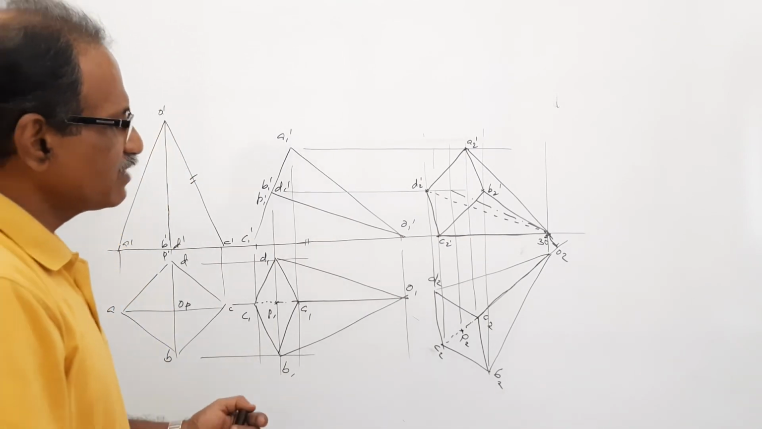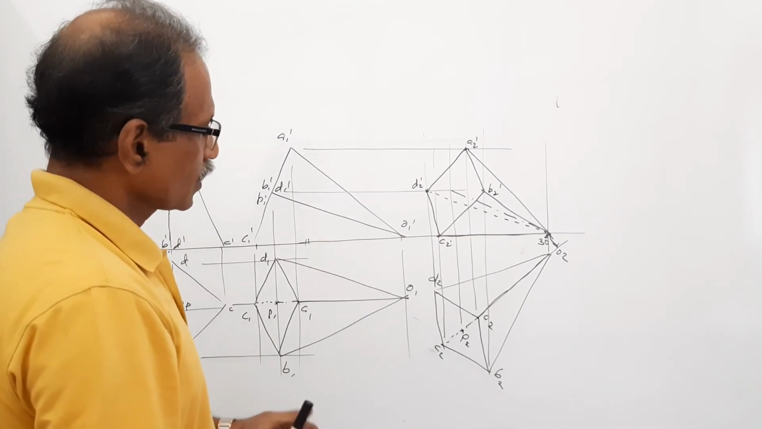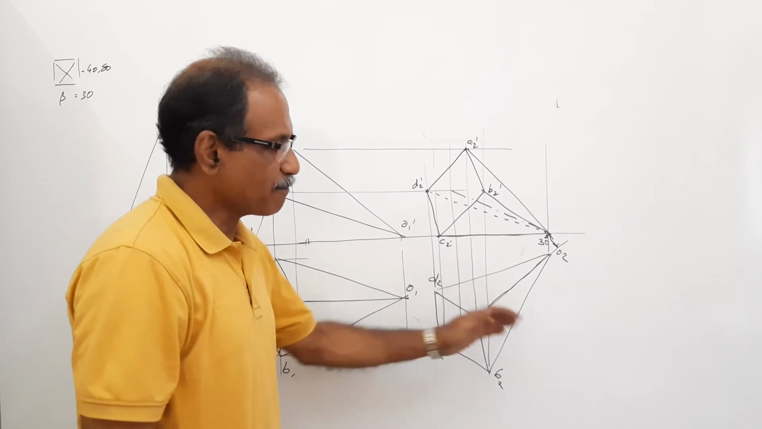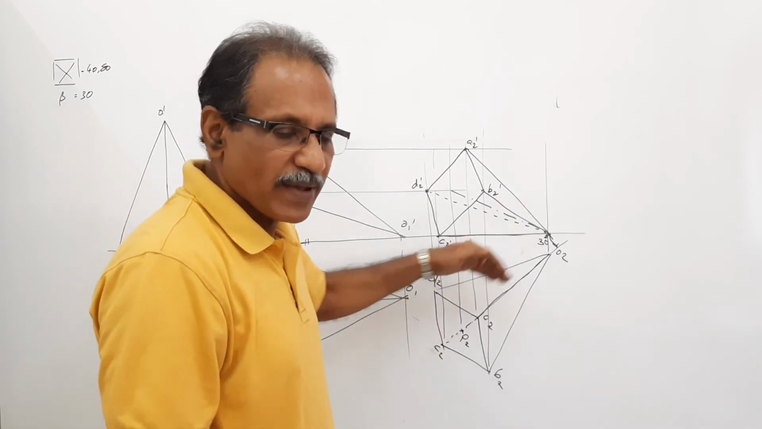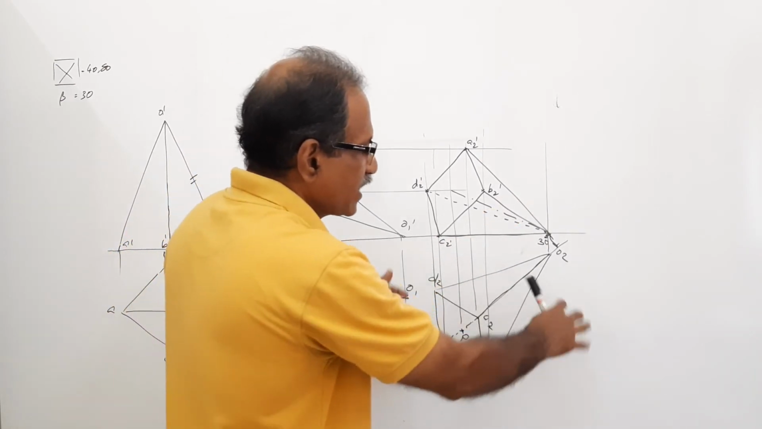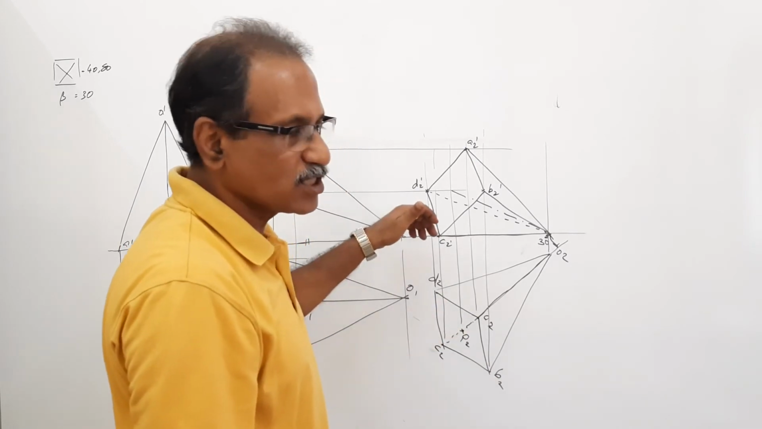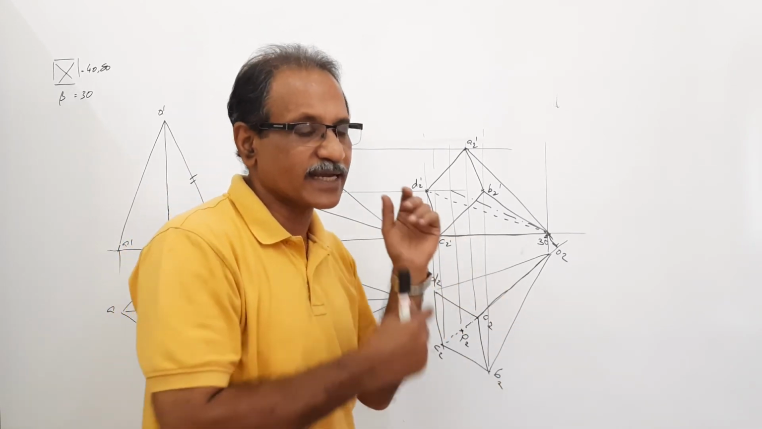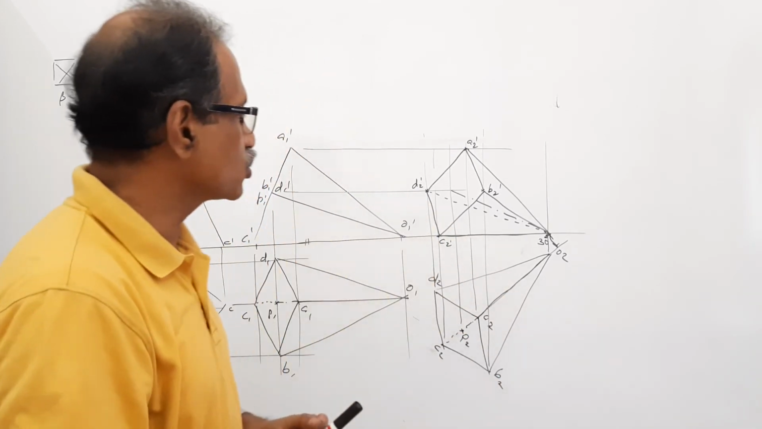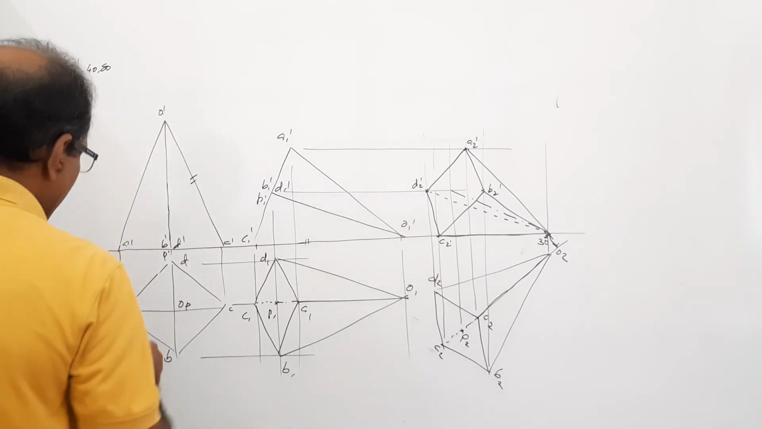This is the final elevation. The apex is nearer to VP. The base is nearer to the observer. You can keep it in the other direction also, so that the base is nearer to VP and the apex is nearer to the observer. That way also you can draw. Simple position plan and elevation.